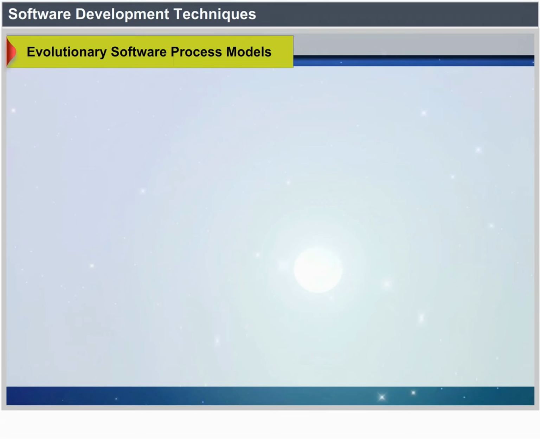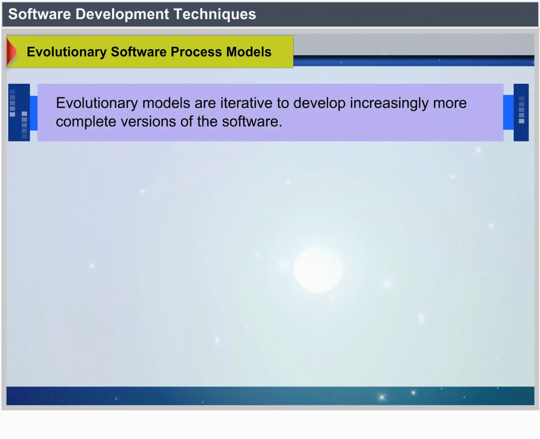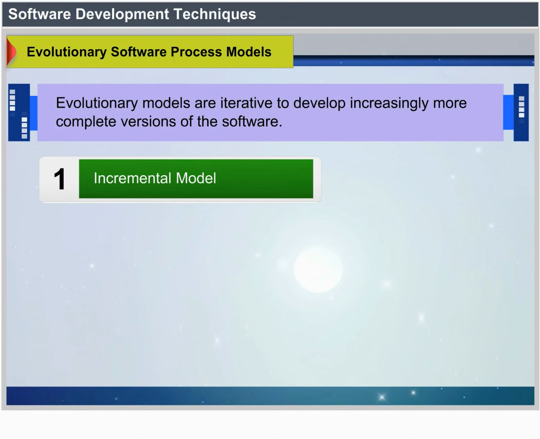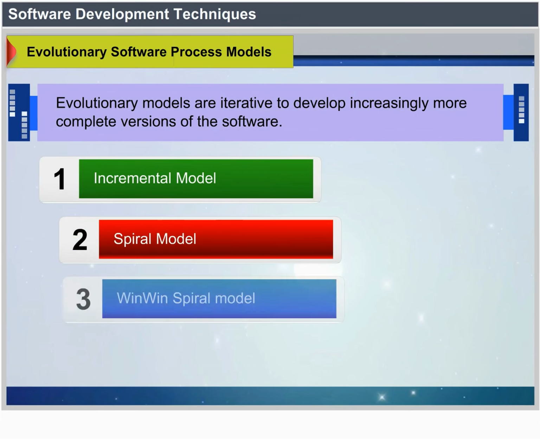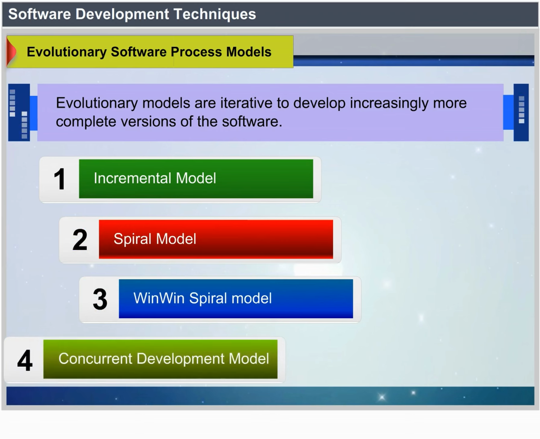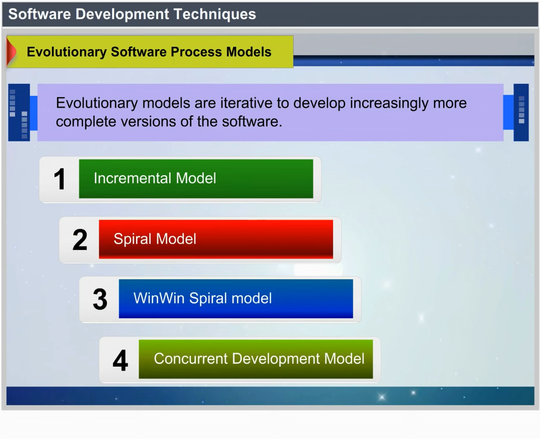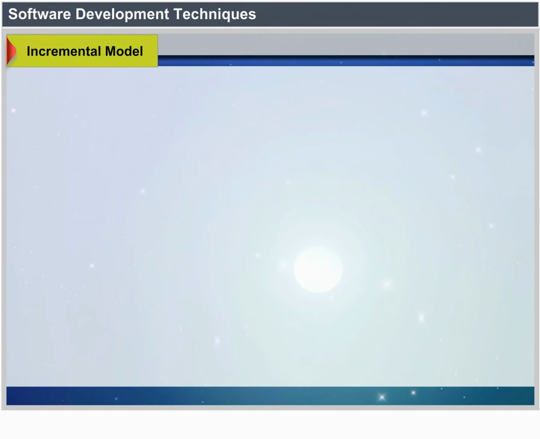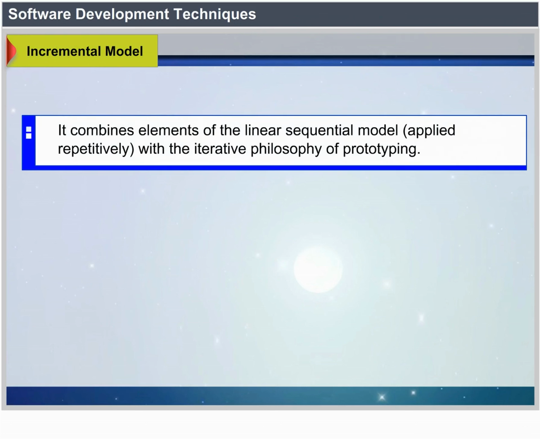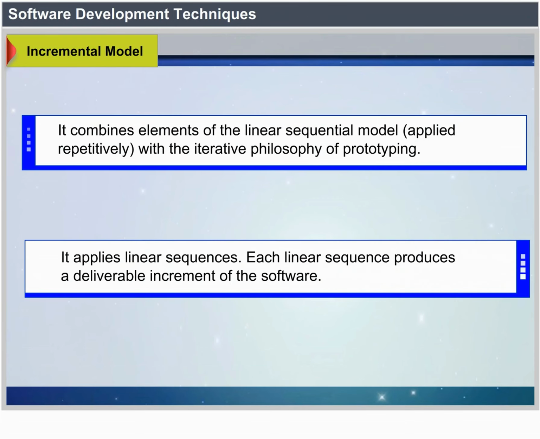Evolutionary software process models. Evolutionary models are iterative to develop increasingly more complete versions of the software. Incremental model, spiral model, win-win spiral model, concurrent development model. Incremental model. It combines elements of the linear sequential model applied repetitively with the iterative philosophy of prototyping. It applies linear sequences. Each linear sequence produces a deliverable increment of the software.